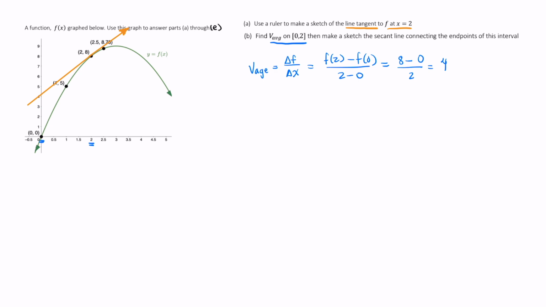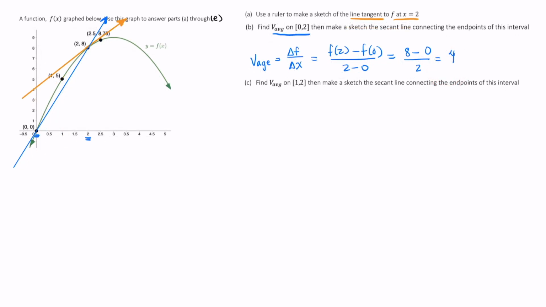Now I'm going to go ahead and sketch that line, connecting x equals 0 to x equals 2, right there. So there in blue is the secant line connecting those 2 points. And what this tells us is the slope of this line, so the average rate of change, the average velocity you might hear it referred to, of this line, the slope of this line is 4.